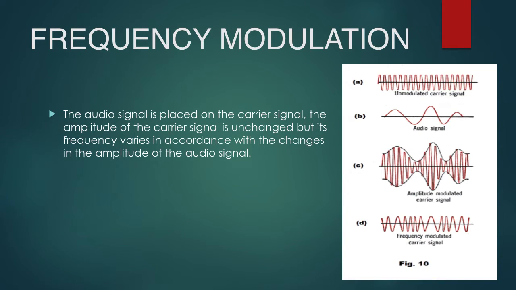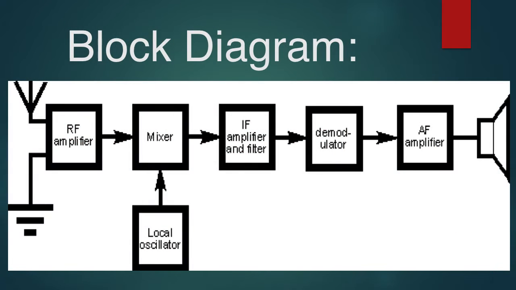Frequency modulation. The audio signal is placed on the carrier signal. The carrier signal is described in part A and the audio signal in part B. And on adding them, we get D, the frequency modulated carrier signal. In this, the frequency varies in accordance with the changes in the amplitude of the audio signal. The basic block diagram of our FM radio receiver is this.